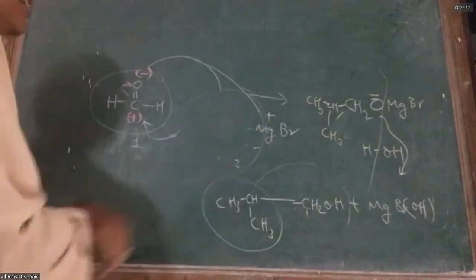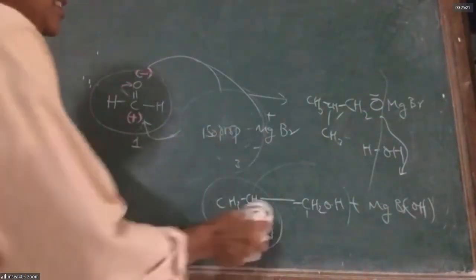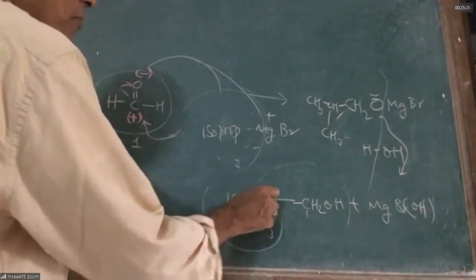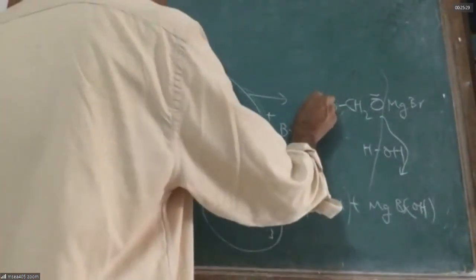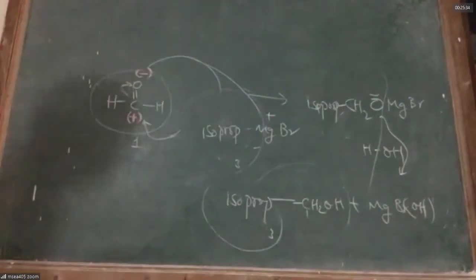Simply I will write isoprop. If isoprop is linked to CH2OH, it is isobutyl alcohol.